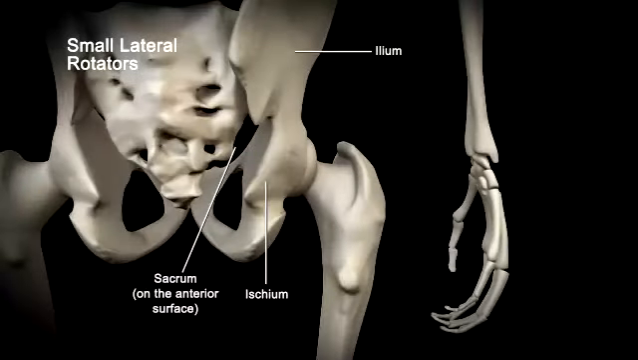To oppose these muscles, there are many small lateral rotators. They originate on the posterior pelvic girdle and sacrum. They also have essentially the same insertion on or near the greater trochanter of the femur, and so they all have essentially the same action.